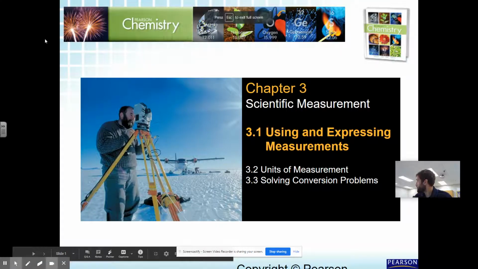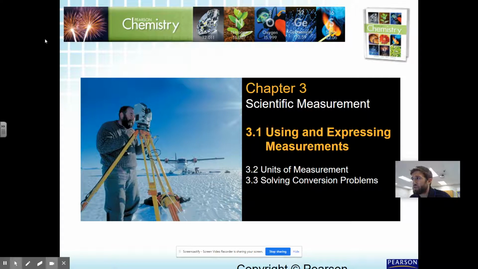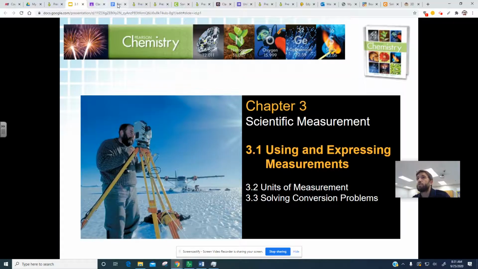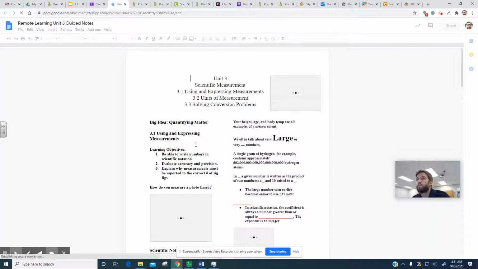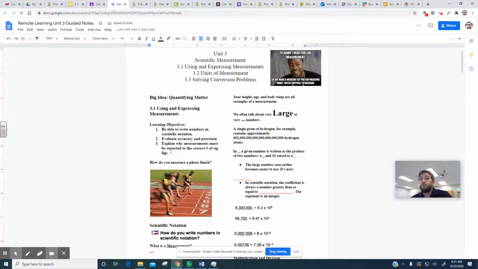The first one is using and expressing measurements, which is probably the longest section on here. It's got the most content in it. We also have units of measurement, and we're going to solve conversion problems. If I go out of this real quick to show your learning objectives, make sure you are transferring these first three right here on the screen to the learning objective sheet that's online.